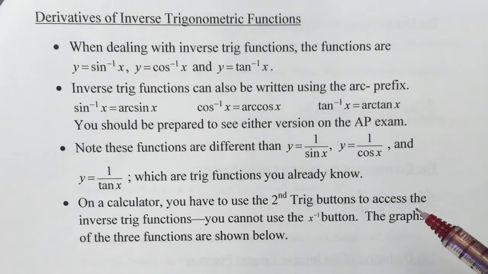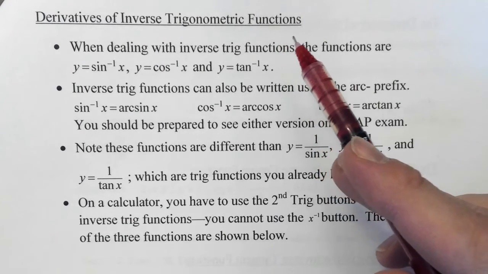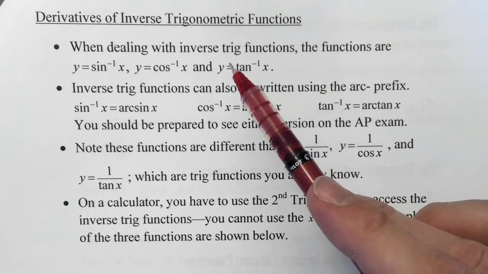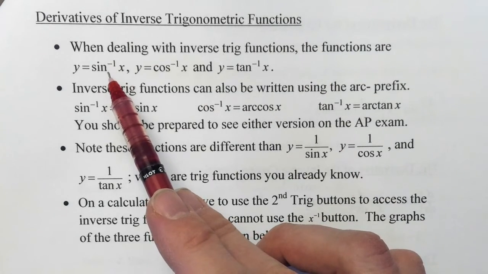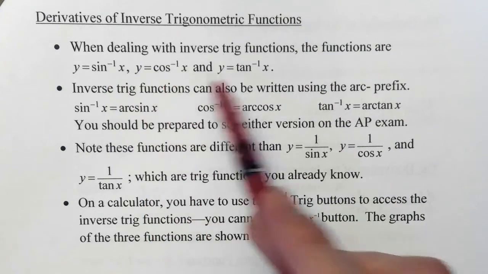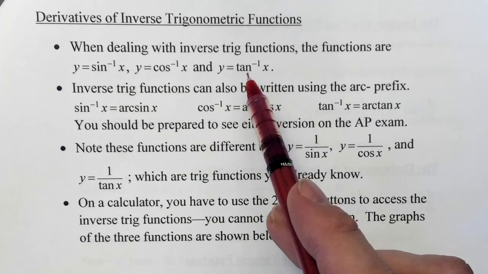Part of the AP Calculus curriculum is also deriving inverse trig functions, another topic from pre-calculus. If we recall from pre-calculus, the inverse trig functions on the calculator will look like this: inverse sine of x, inverse cosine of x, and inverse tangent of x. It has the -1 exponent after the third letter of the trig function.